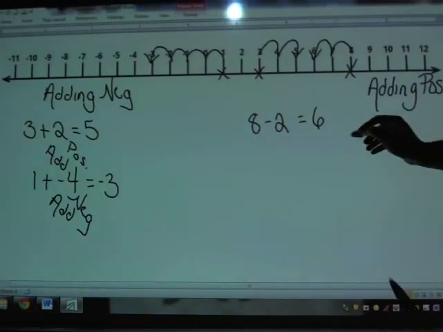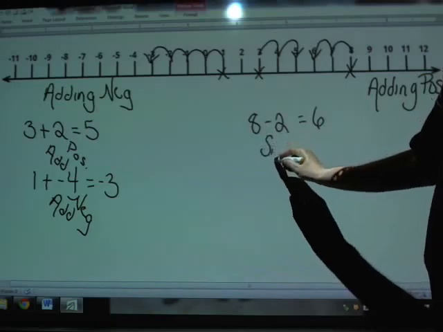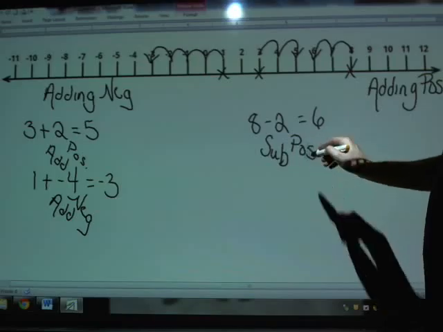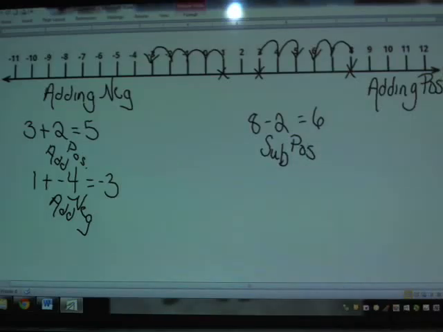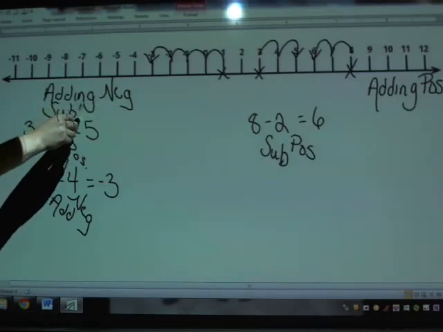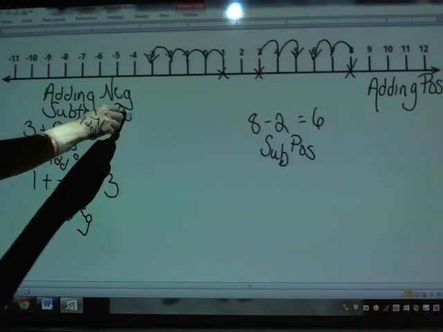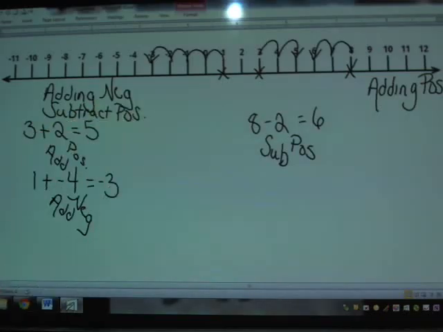I subtracted a positive number, but it made me go to the left on the number line. So subtracting a positive is also going to make me move to the left. Well, that's interesting. There are two things now that make me go to the left. So what type of problem do I have left then?